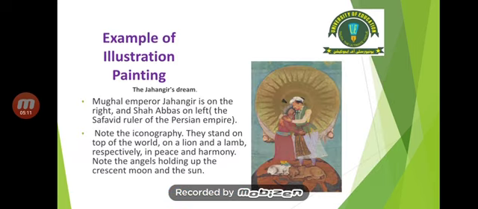It is very important to understand the relationship of drawing and painting side by side, because both of them are very helpful to each other. Here is another example of illustration painting. Basically, this miniature painting is an illustration of Jahangir's dream.